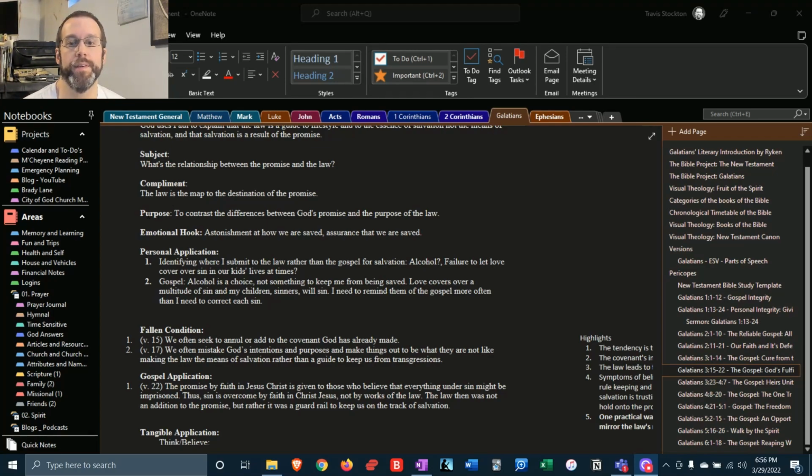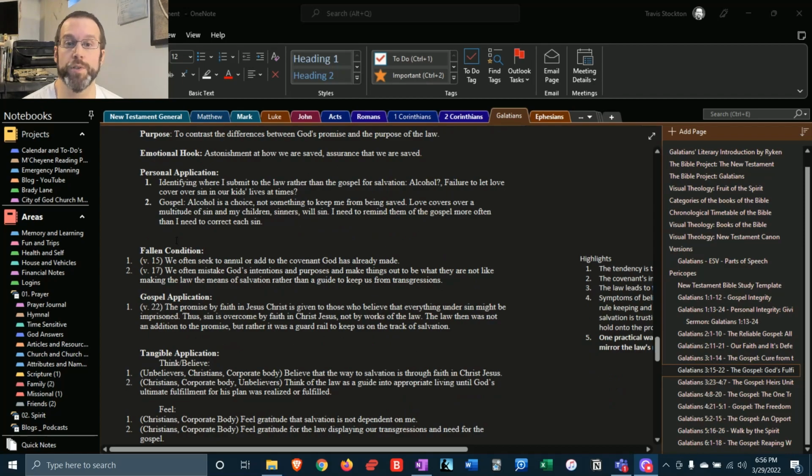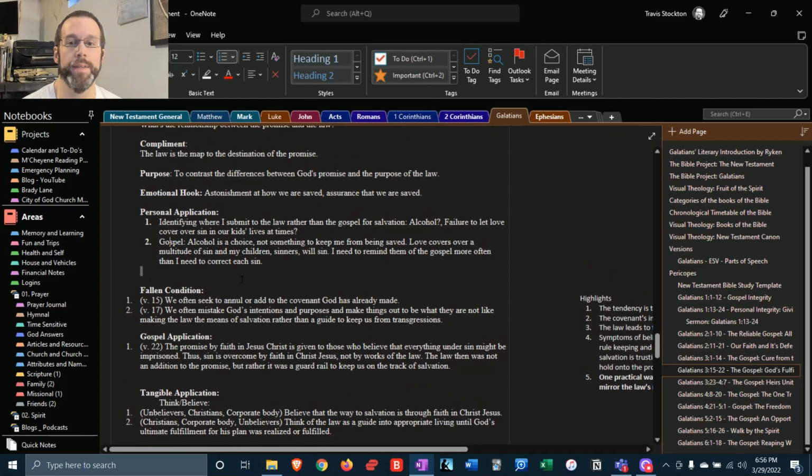The purpose is more of what the author was intending the passage to do. The emotional hook, obviously, is just another way of thinking about the emotions behind the passage. If you're going to preach on a passage, it's helpful to think about what the original author's emotions were in writing the passage. Personal application is my knee-jerk reaction to the passage. What are some things I'm thinking through or wrestling with in this passage?